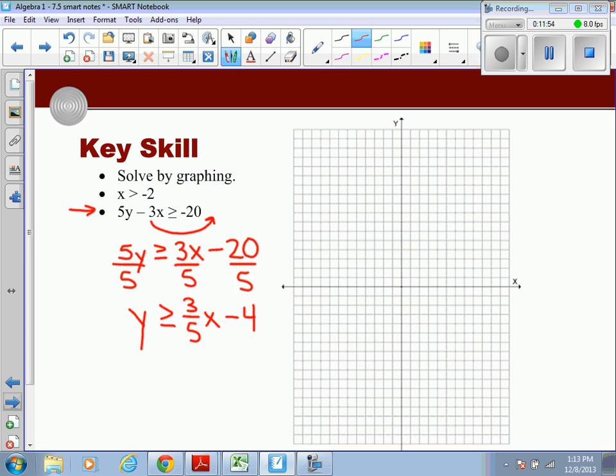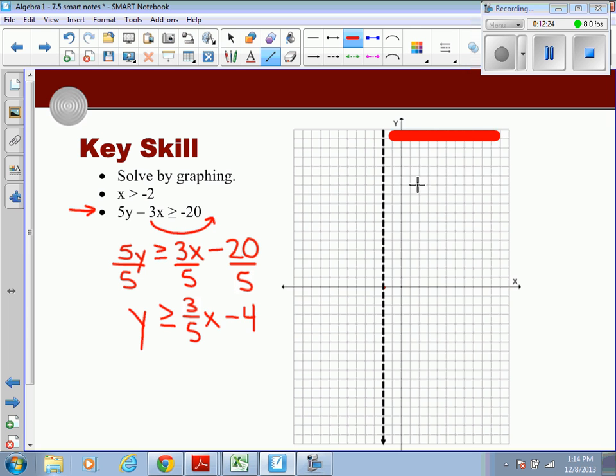And now I'm ready to begin graphing my system. My first one, which is x is greater than negative 2, well, here's negative 2 on the x-axis, and then it's just a vertical line. And since it's just greater than, I'm going to use my tool of a dashed line. And it's greater than, so I am going to shade to the right. So I shade to the right with this.